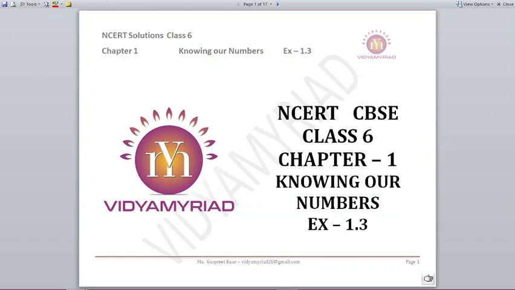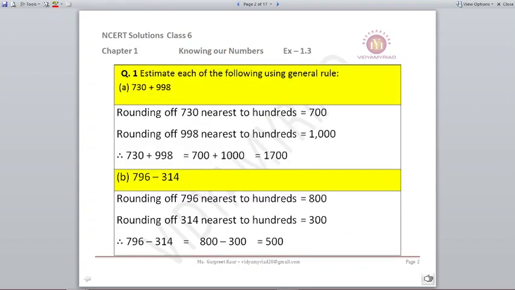This video is made for class 6 on chapter number 1, Knowing Our Numbers, and today we have reached exercise 1.3. Now this exercise is basically on the rounding of the digits to the nearest possible. So let us begin.